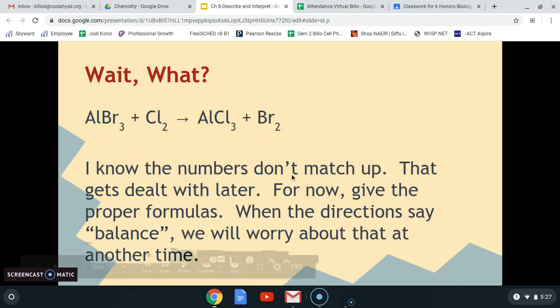So when we do some of these practice questions, it might tell you on pages 4, 5, and 6 to balance. Don't worry about that. We will come back and balance those later on. That's actually a separate process. So don't worry about doing that right now.